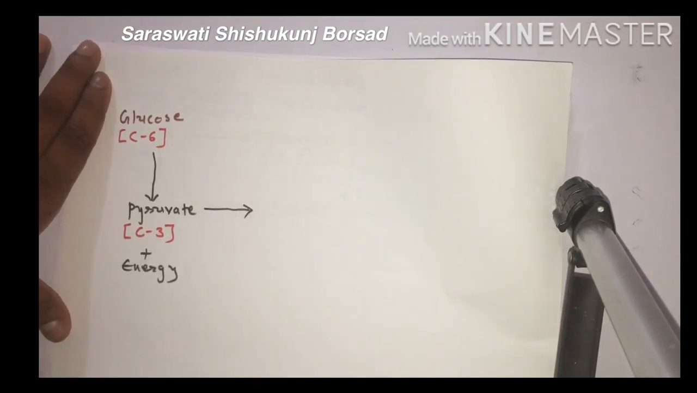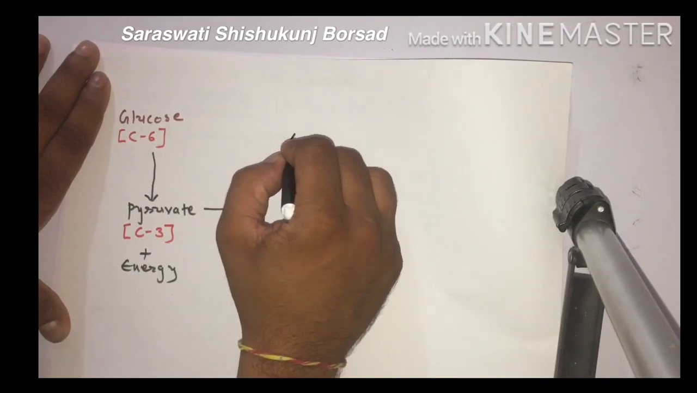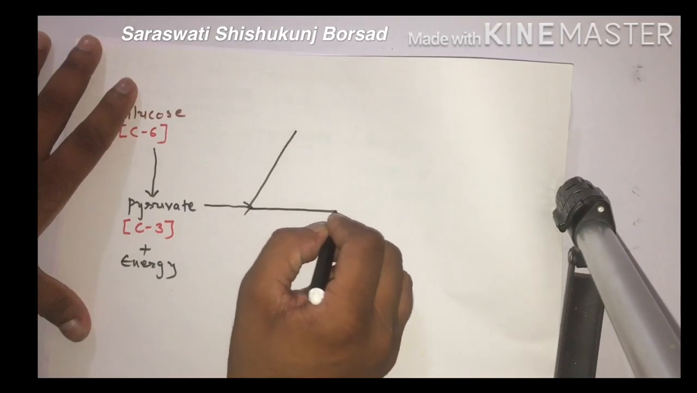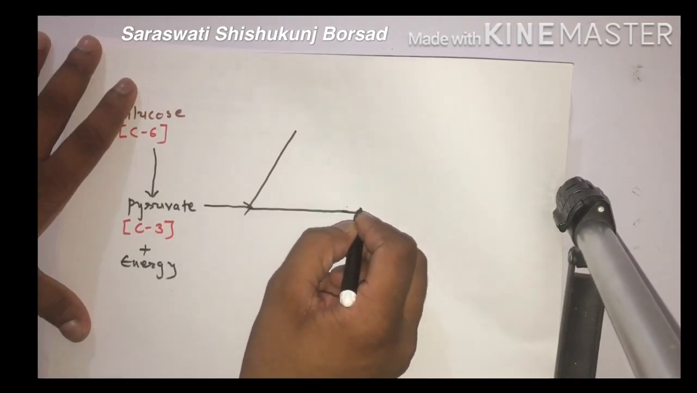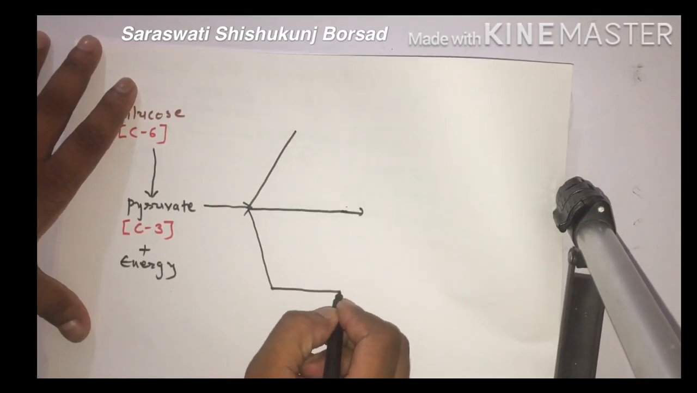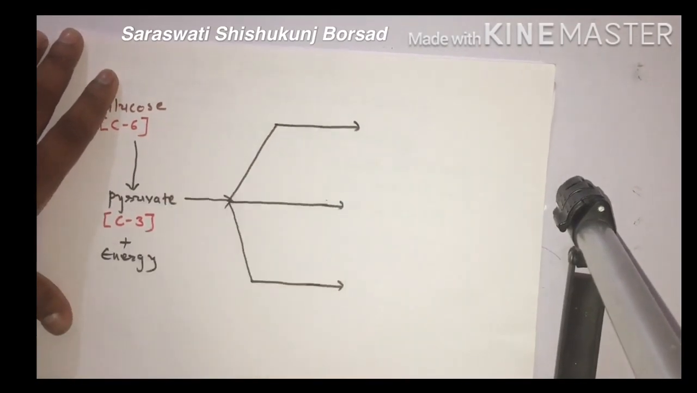See, the first option is that there is absence of oxygen. The second option is that there is lack of oxygen. And the third option is that there is complete presence of oxygen. Now let's try to understand it.